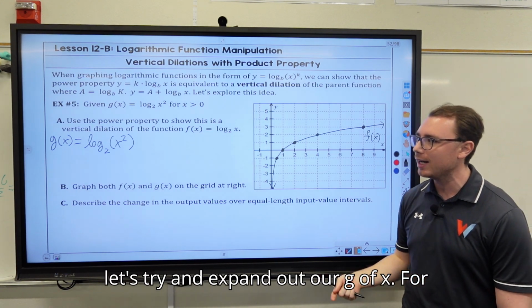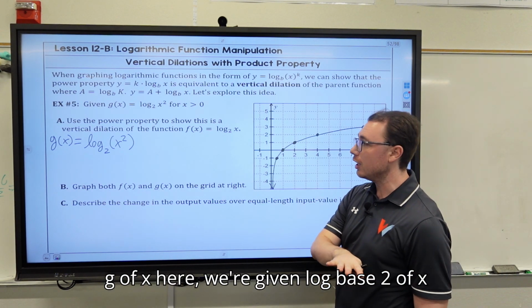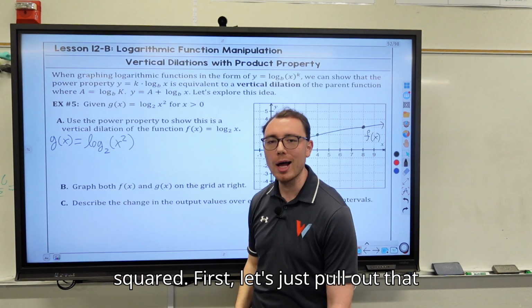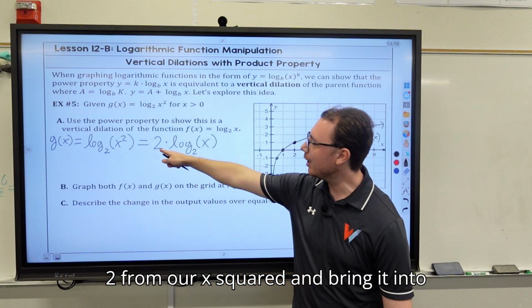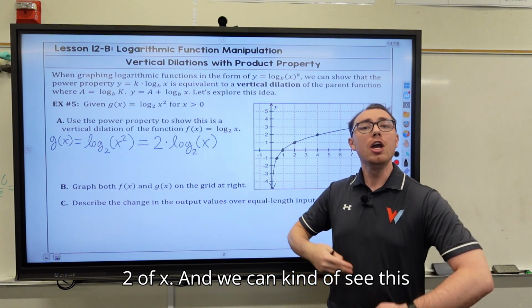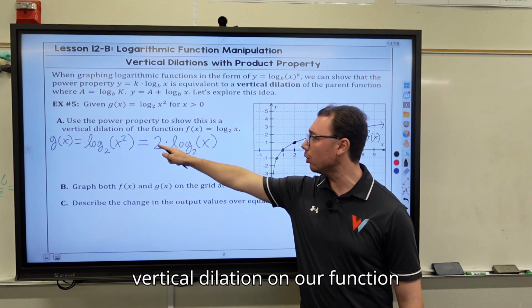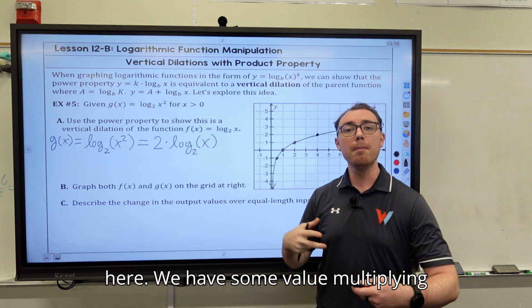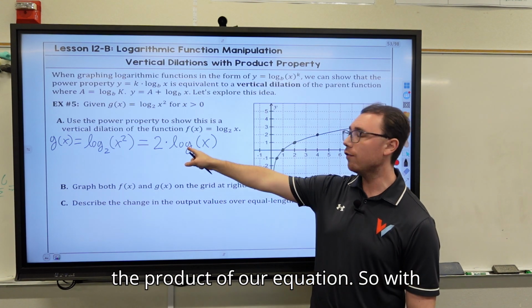And let's try and expand out our g of x. For g of x here, we're given log base 2 of x squared. First, let's just pull out that 2 from our x squared and bring it into that product of 2 times log base 2 of x. And we can kind of see this vertical dilation on our function here. We have some value multiplying the product of our equation.